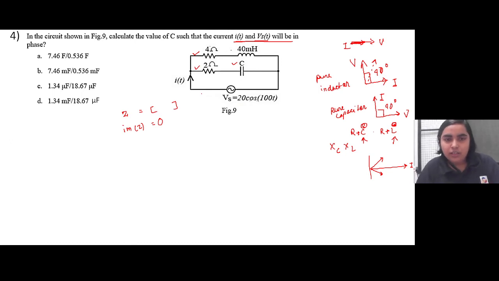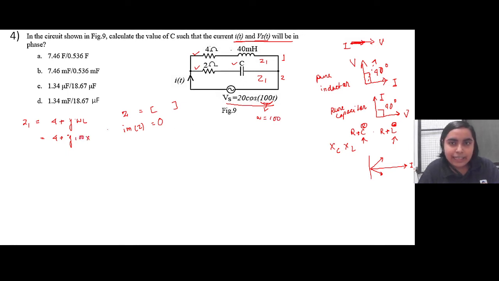Okay, so let us say this particular branch is branch 1 and this is branch 2. This will be Z1 and Z2, the impedance of these two branches. So Z1 is given as 4 plus j, like R plus j omega L, right? Here what is the value of omega? You have the voltage source here, 20 cos 100t. So omega is given by 100 because it is cos of omega t. So omega is 100, L is 40 millihenry, 40 into 10 to the power minus 3.